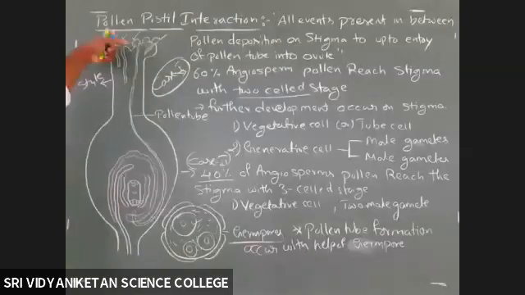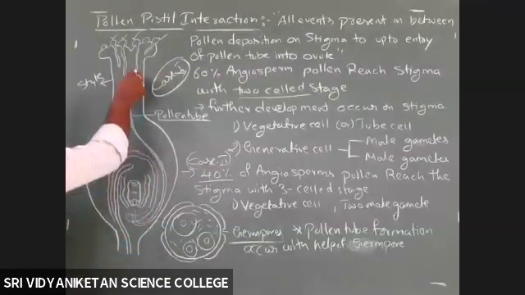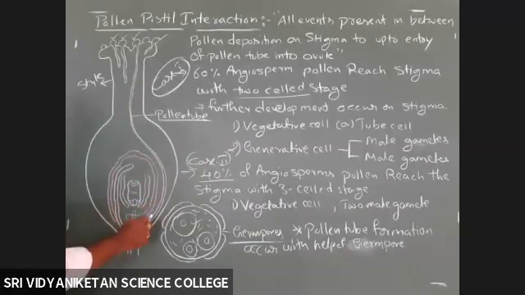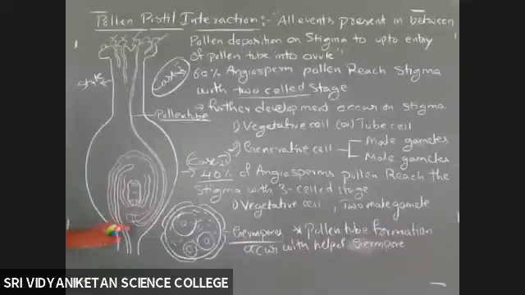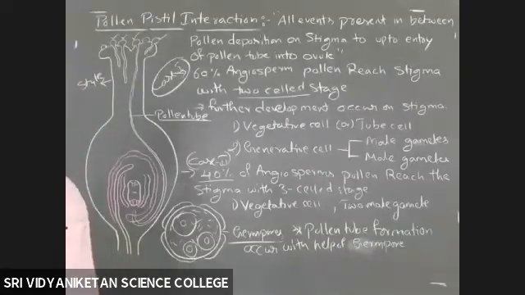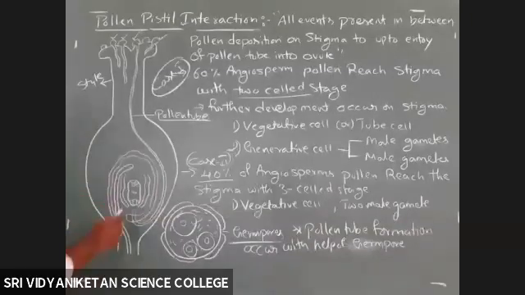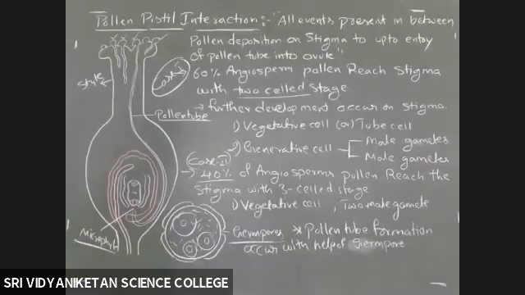When the pollen grain germinates on the stigma, it produces a pollen tube. This pollen tube moves towards the ovule through the tissue of the style, reaches near the ovule, and is ready to enter it. At this time, the vegetative cell degenerates, and the pollen tube consists of only two male gametes. This pollen tube enters the ovule through one structure. What is that? Micropyle.